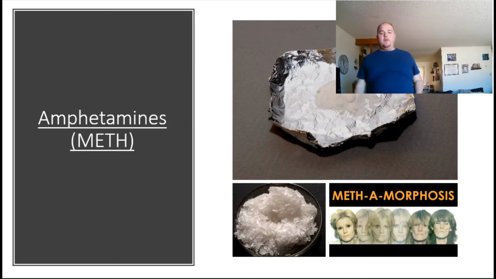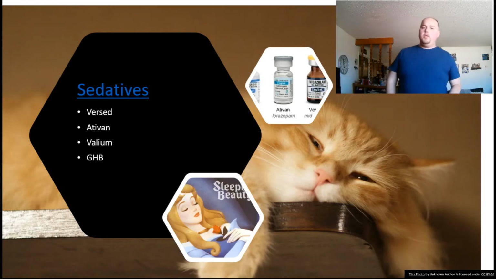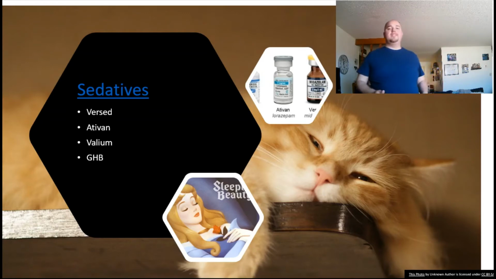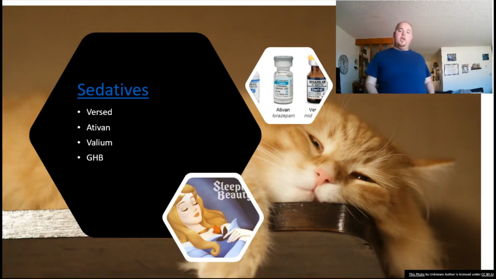Now, our downers are like our sedatives, Ativan, Versed, Valium, GHB, and those are central nervous system depressants. So we have one that affects the nervous system by speeding it up and one that affects the nervous system by slowing it down. And so things like GHB, roofies, barbiturates, sedatives like Versed, Ativan, and Valium that are benzodiazepines, they cause people to become really sluggish, poor coordination, decreased pulse and respirations.